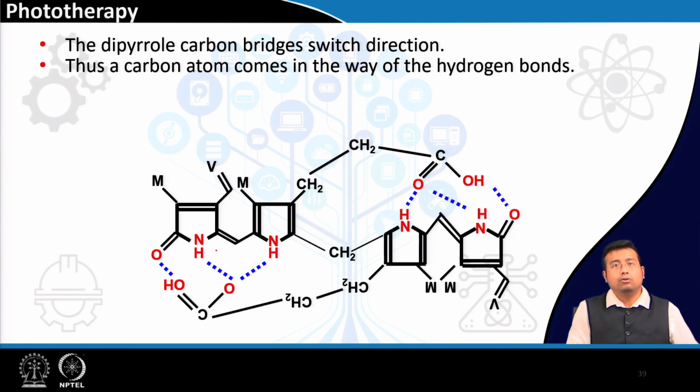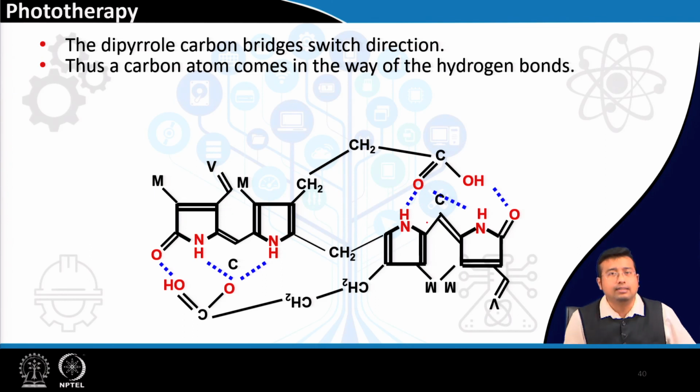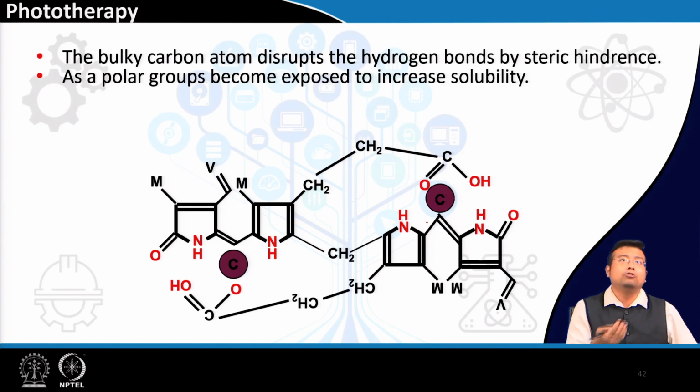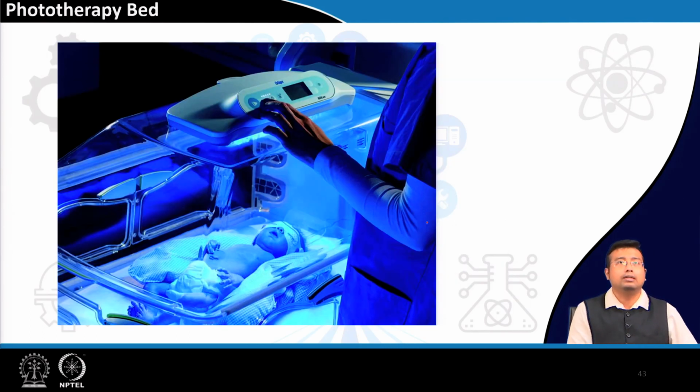This molecule is again becoming like this, and the carbon atom that is present over here creates a steric hindrance. Due to this steric hindrance, the intramolecular hydrogen bonds are disrupted, and this is a transient phenomenon. Transiently the bilirubin becomes soluble, the polar groups become exposed and it dissolves in water. So, lumirubin, in spite of being unconjugated, is soluble in water and can be excreted via urine, as its solubility is increased. And here we can see a phototherapy bed.